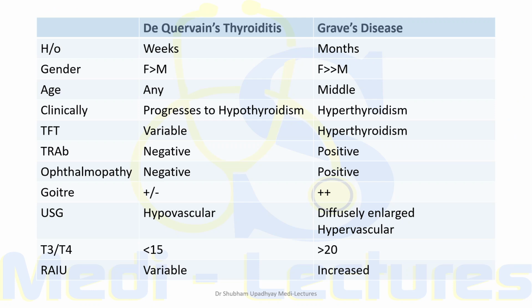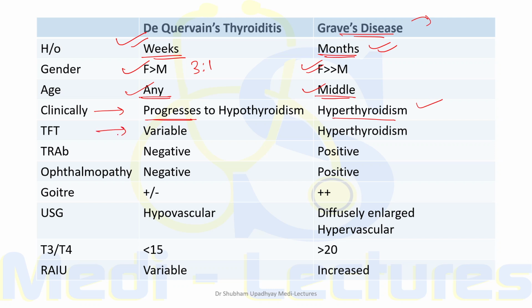Now let's discuss the differences between de Quervain thyroiditis and Graves' disease. De Quervain thyroiditis has a history of around weeks; we have discussed 6 to 12 weeks. Graves' disease is a chronic disease, with symptoms for months before presentation. Thyroiditis is more common in females in the ratio of 3:1, but Graves' disease is much more common in females. Thyroiditis can present at any age, while Graves' disease is usually in middle age. Clinically, the patient progresses first from the thyrotoxic stage to hypothyroidism, then euthyroidism. In Graves', the patient is in a permanent hyperthyroid stage if treatment is not given.